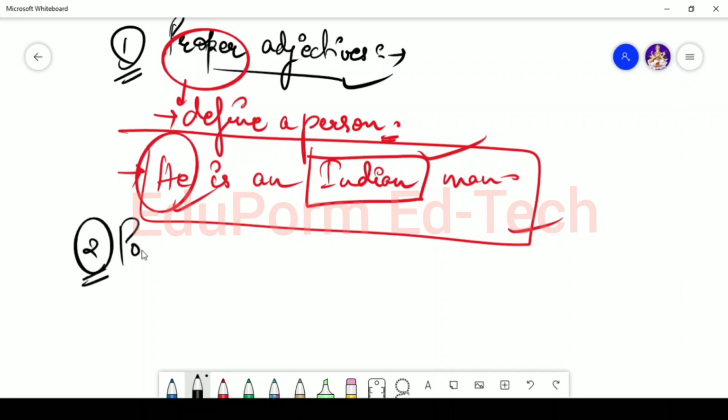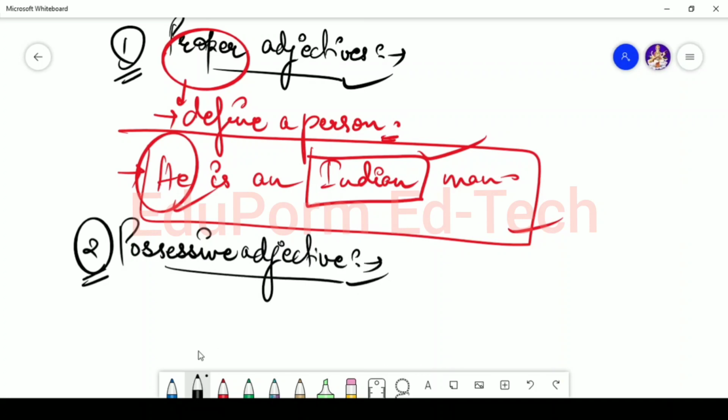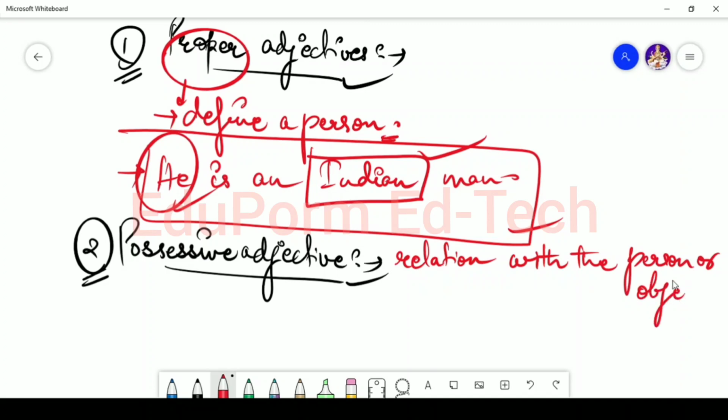Now what is a possessive adjective? The second type of adjective is possessive adjective. Possessive adjective basically shows the relation, it talks about the relation with the person or object.